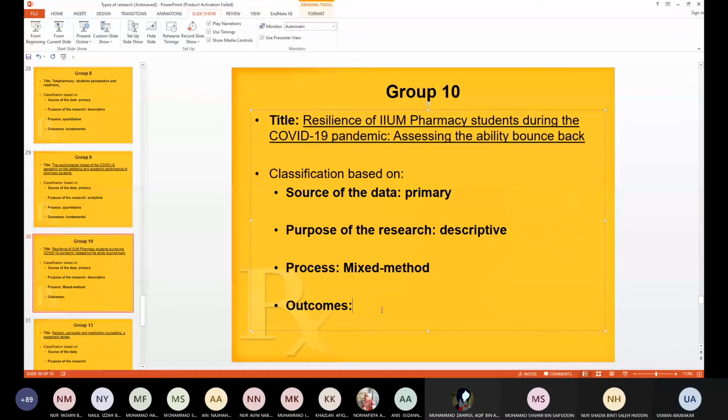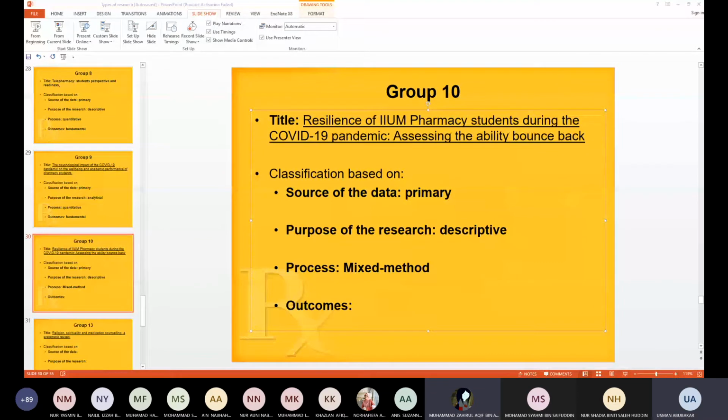Okay. The outcome? Outcome will be applied. Applied? Why is it applied? Because... are you solving any problem? We will find solutions to bounce back from COVID-19 as a student. So it's going to be applied.